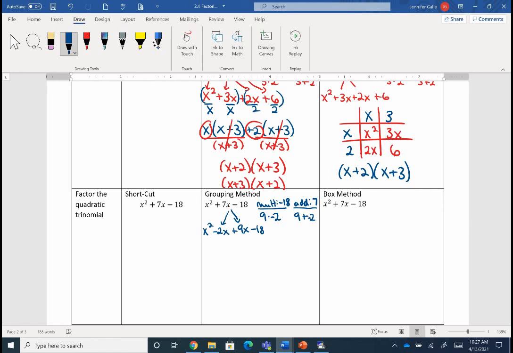So from here, you choose your method. If you like the boxes, then just put the same information over in the box method. If you like the grouping with the parentheses, go ahead and group. And let's see what we get from there. I will do both up here so you can check yours with mine. So I'm going to group first two and last two. Find your GCF. Write your leftovers.